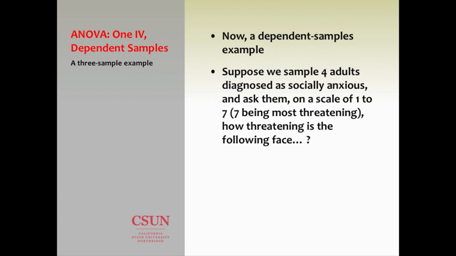Now, in order to do a dependent samples example, we have to change it up. Dependent samples examples usually are in the form of one person being measured repeatedly over time. That's a repeated measures design, as they say. There are other forms of dependent samples designs that are not repeated measures, but repeated measures is the typical example. It's the most common in psychology, it seems like.